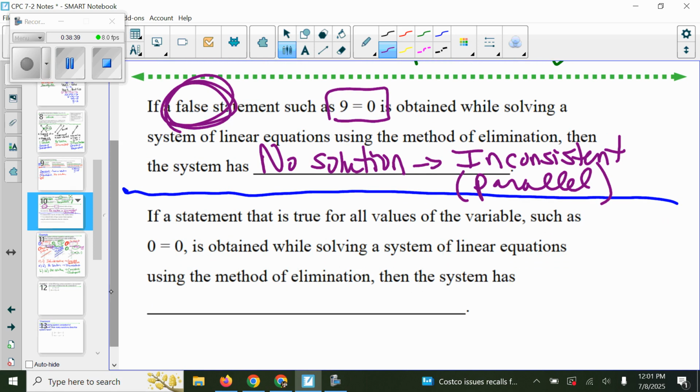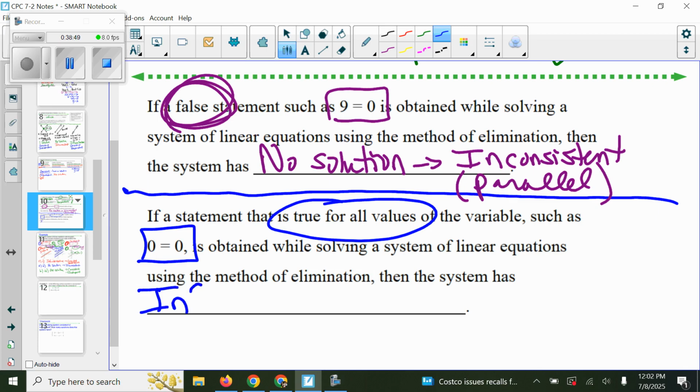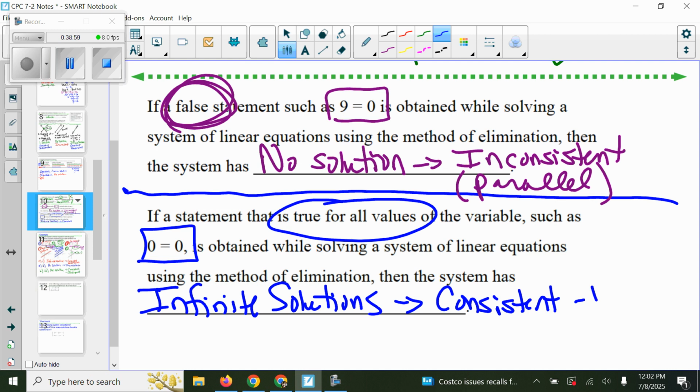What if you get a sentence that is always true? It's true for all values, like 0 equals 0 when you're doing elimination. What does that mean? It means you have the same line. You have infinite solutions. That means we would call that consistent and dependent then, right? Because remember, there's infinite, we depend on each other. Think of what dependent means. There's a whole bunch of them. So that means, in other words, you have the same line.